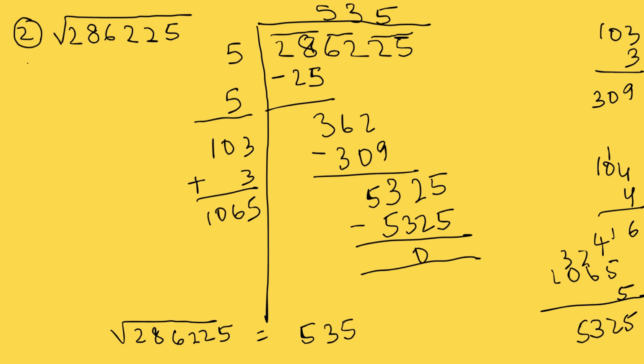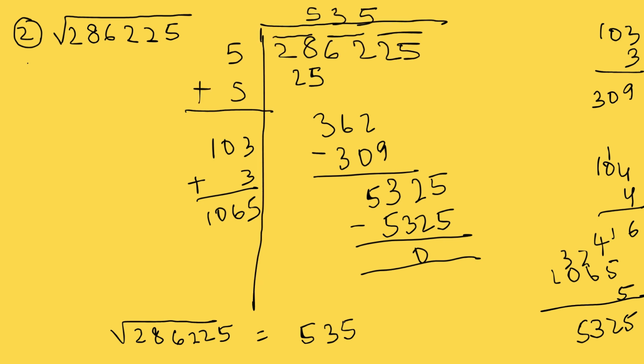Now we have to find a number which when multiplied by itself gives a number less than or equal to 28. So when you multiply 5 by itself, you get 25. So you will put 5 as a divisor and 5 as a quotient. Now you will multiply the divisor and the quotient, that is 5 by 5, you will get 25. So now you will subtract 25 from 28, which will give you 3. Now you will double 5 to get 10. Now we will bring down the next period, that is 62.